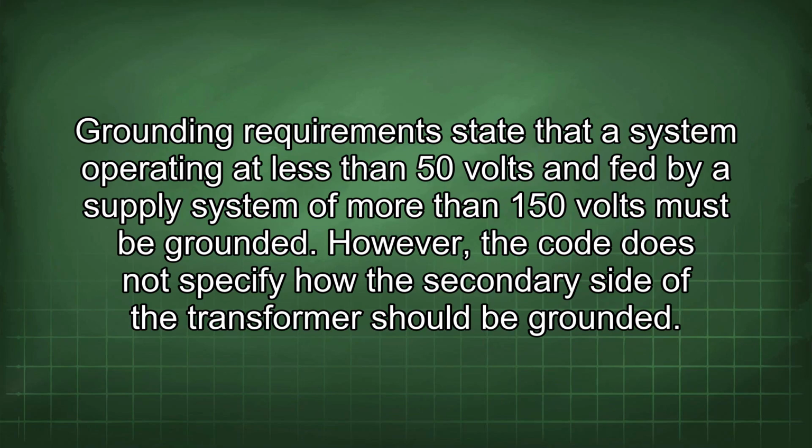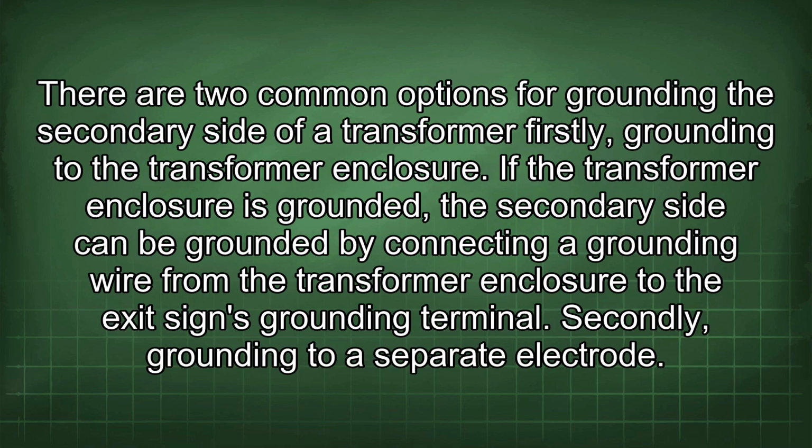Grounding requirements state that a system operating at less than 50 volts and fed by a supply system of more than 150 volts must be grounded. However, the code does not specify how the secondary side of the transformer should be grounded. There are two common options for grounding the secondary side of a transformer.